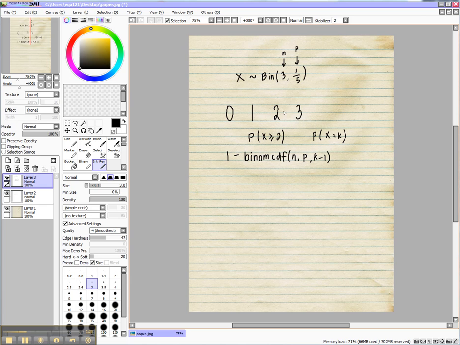Alright, so I hope that's clear. At least is saying 2 or more. And so we describe at least 2 or more by saying that the probability is x greater than or equal to 2. And remember that x is equal to k. That's important because we need to know what k is for the binomial CDF formula or PDF formula that we put in the calculator.